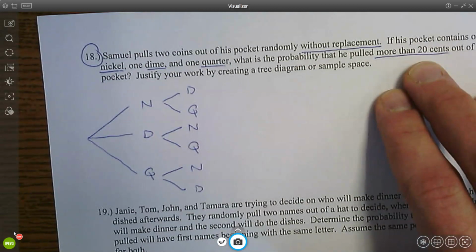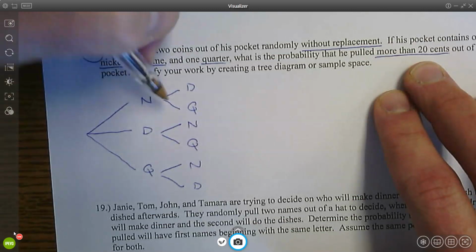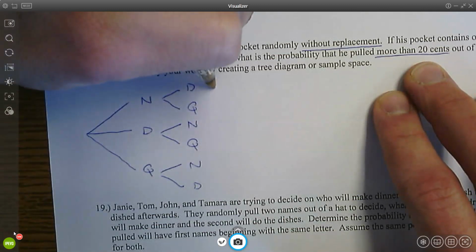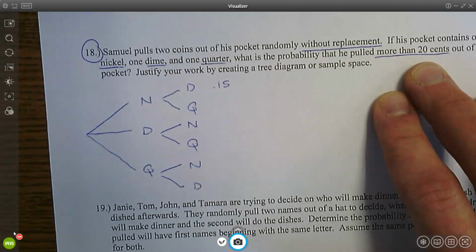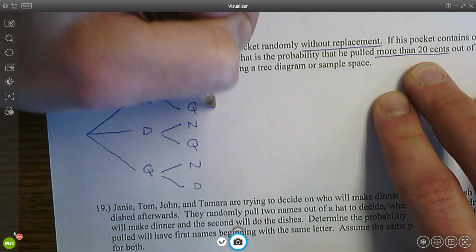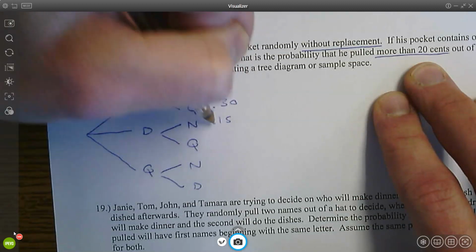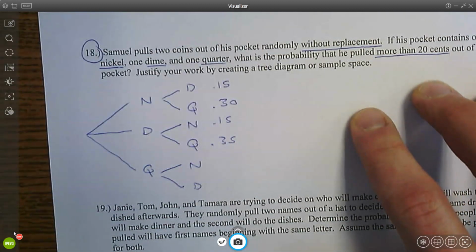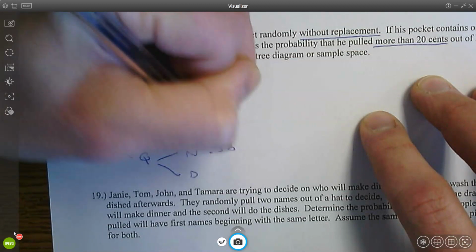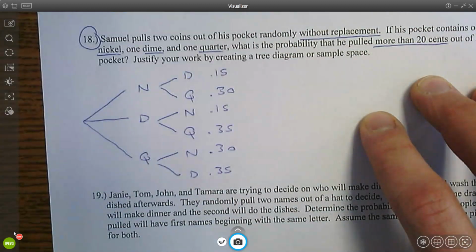So now we have to talk about how much money, more than 20 cents. So nickel is 5 cents, dime is 10 cents. So he'd have 15 cents here. Nickel and quarter would be 30 cents. Dime and a nickel, 15. Dime and a quarter, 35. Quarter and a nickel, 30, quarter and a dime, 35.